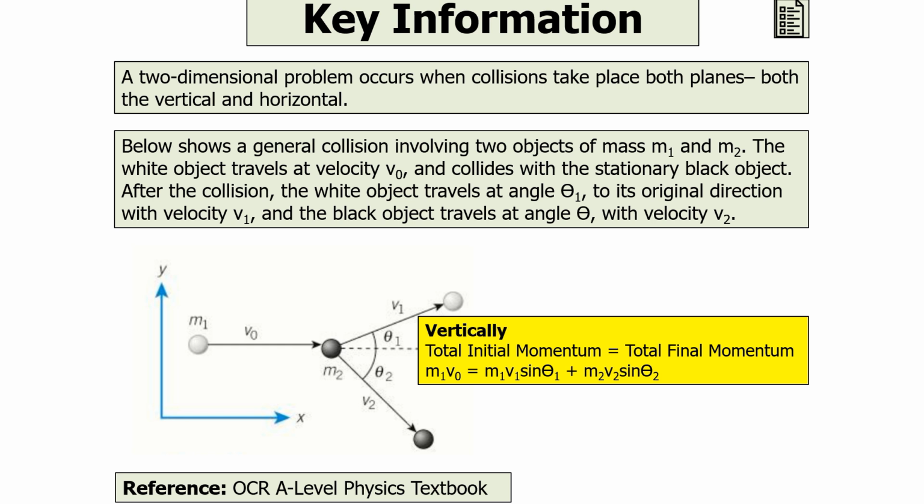And vertically, we know that the total initial momentum is equal to the total final momentum. So m1v0 equals m1v1 sine theta 1 plus m2v2 sine theta 2. Again, we're now looking at the vertical component of the velocity.